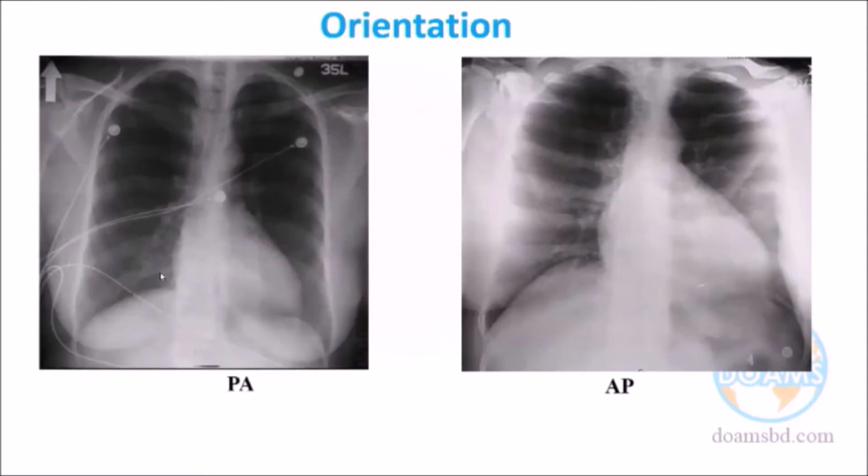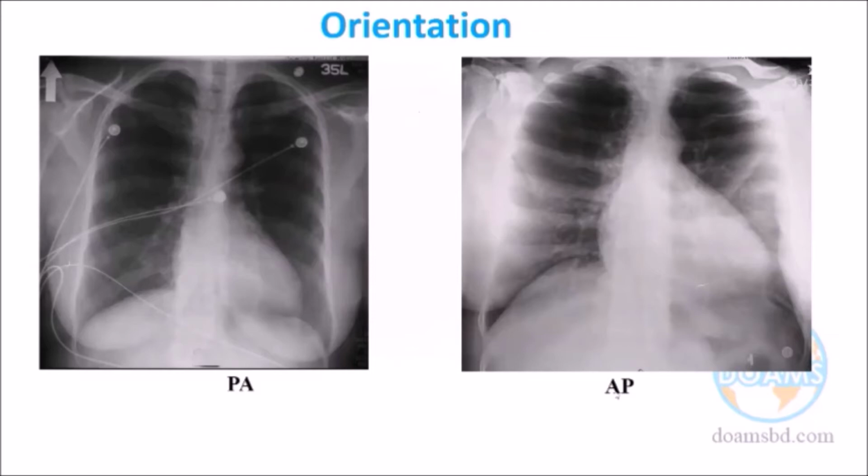Usually a solid organ, the liver, can guide us, right? The fundic gas is on the left side, the liver on the right side. This is our common practice to tell whether this is right or left, though there may rarely be some problem. And is this PA or AP view?